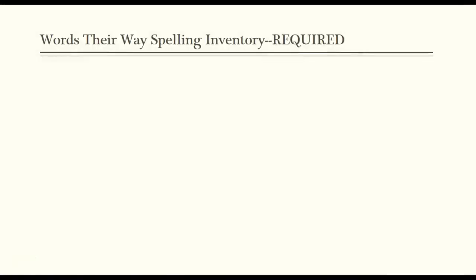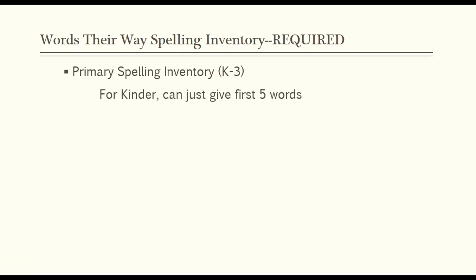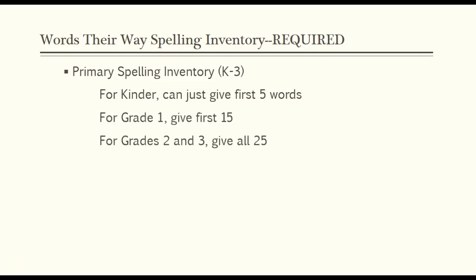All right, last assessment I want to talk about is the Words Their Way spelling inventory. It is required. Note that there are 3 different levels. The primary spelling inventory is suggested for grades K through 3. For kinder, you can just give the first 5 words. If they do well with that, you can keep going. For grade 1, you can give the first 15. For grades 2 and 3, you can give all 25.